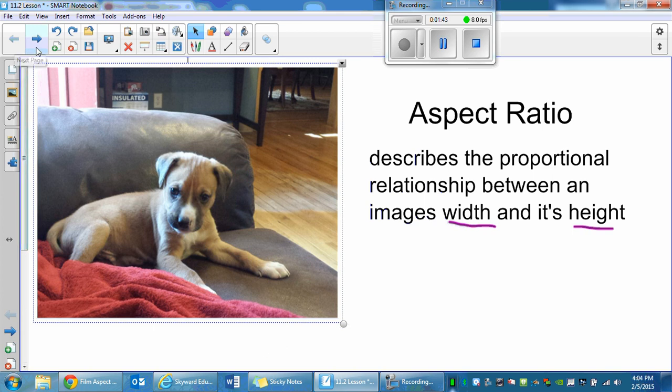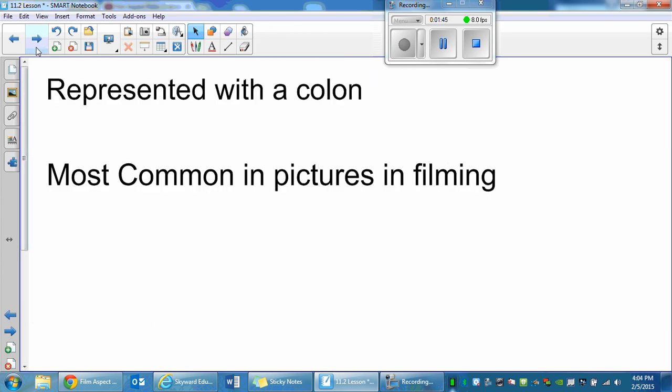Okay, so enough about the puppy. It's always represented as a colon. And remember, it's width to height. So maybe our width is 3 inches.